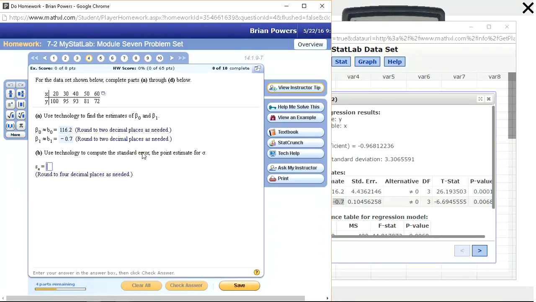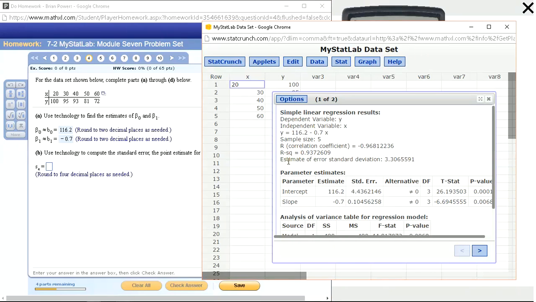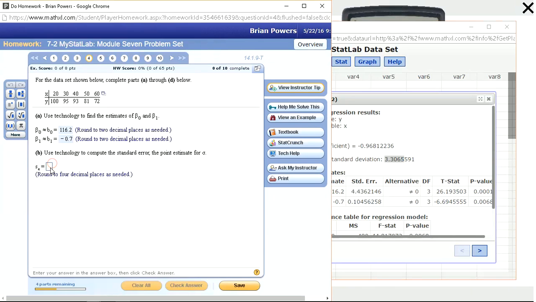Compute the standard error, the point estimate for sigma. Sigma is the estimate for the standard deviation of the random error. So the standard error is going to be up here, the error standard deviation. When you see it right here, the estimate of error standard deviation, that is what we're asked for. So 4 decimal places takes us to 3.3065, which I have to round up to 66.